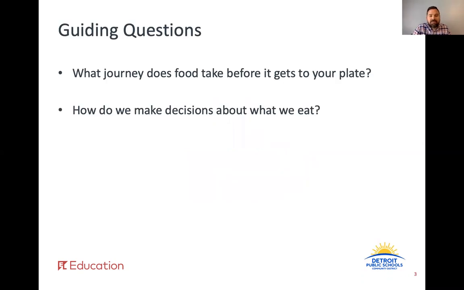Let's start with some guiding questions. What journey does food take before it gets to your plate? How do we make decisions about what we eat? Remember that we'll be addressing these questions through all of our work together.